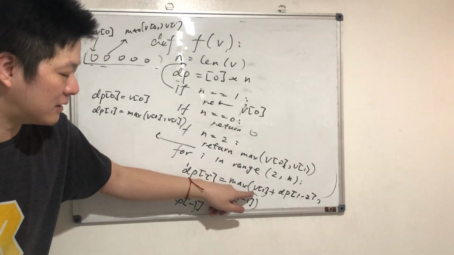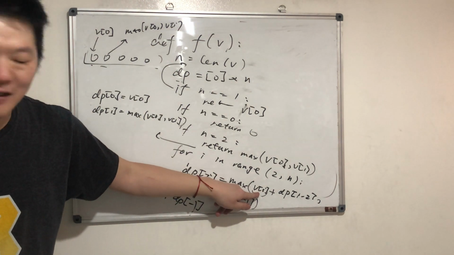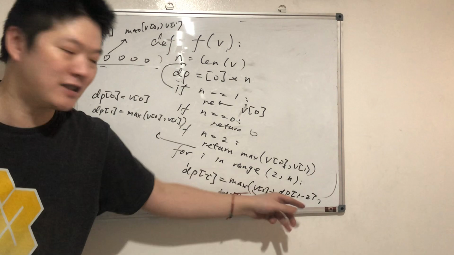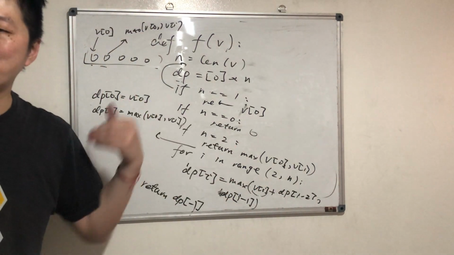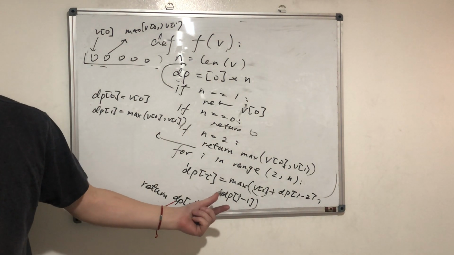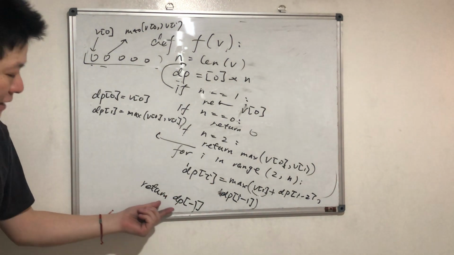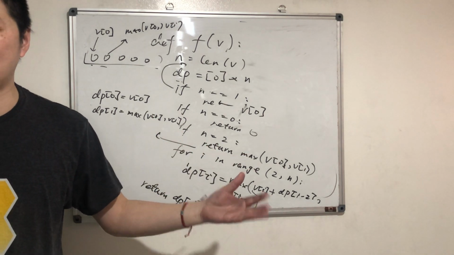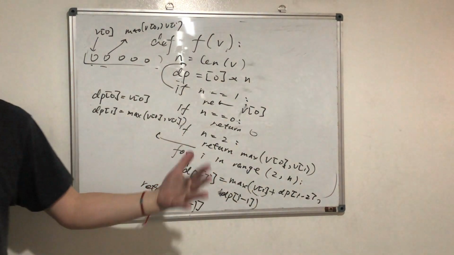And dpi equals, if I pick this house, then I can also collect the maximum of the previous i minus 2 houses. This is the subproblem. Or if I don't pick this house, I can pick the previous i minus 1 houses, right? And then I return the last value, which is the maximum value I can collect for visiting the n houses. Got it?